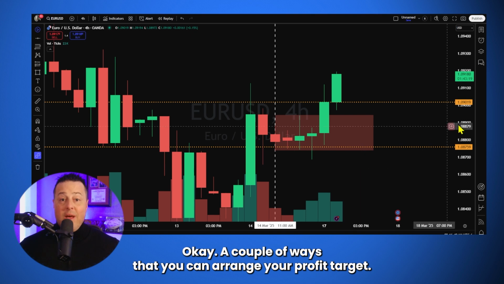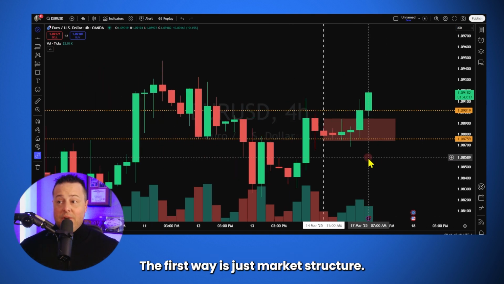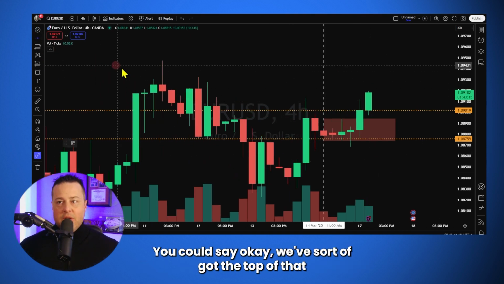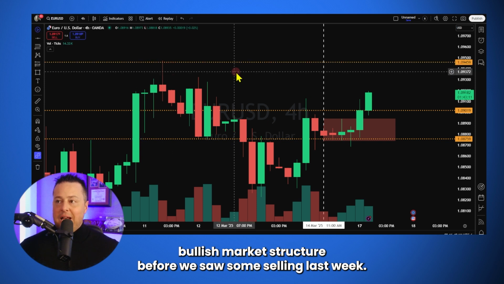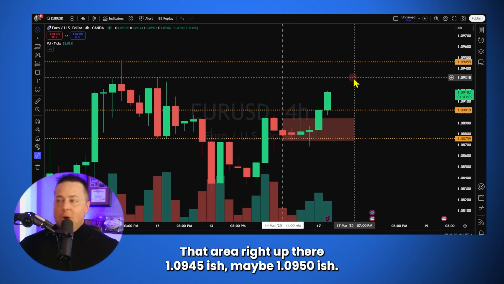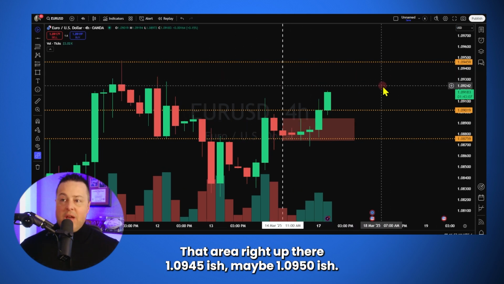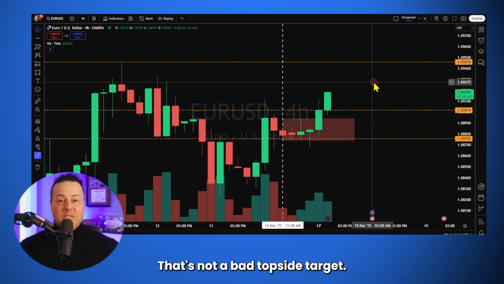There are a couple of ways that you can arrange your profit target. The first way is just market structure. You could say, okay, we've sort of got the top of that bullish market structure before we saw some selling last week. That area right up there, 109.45-ish, maybe 109.50-ish. That's not a bad top side target.